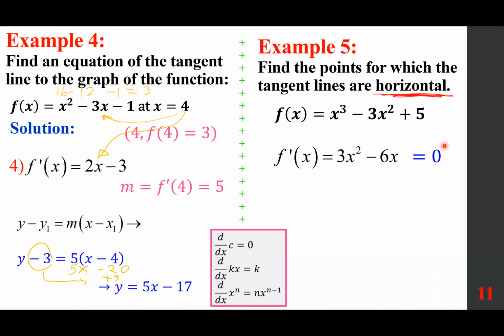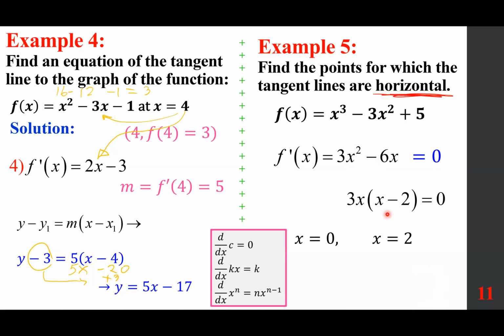Now, it's the same as saying find the points for which the tangent lines have a slope equal to 7. Then you would put this equal to 7. Have slopes equal to negative 4. You set this one equal to negative 4. So because it's horizontal, it's 0. It's a simple work. You factor the 3x out. So x is either 0 or 2.